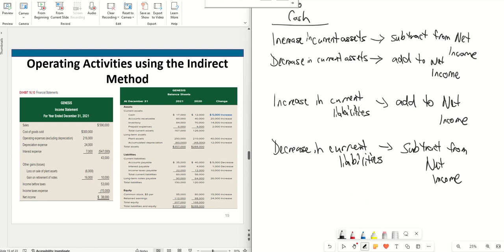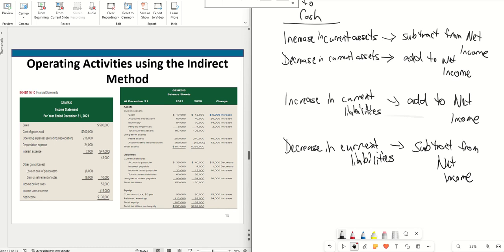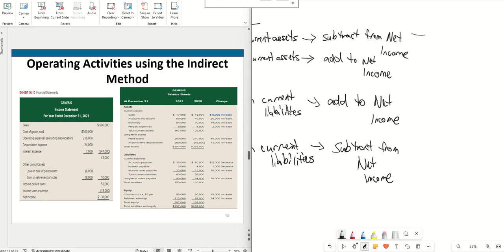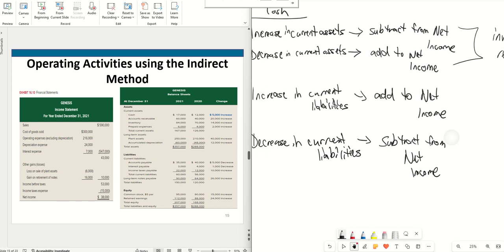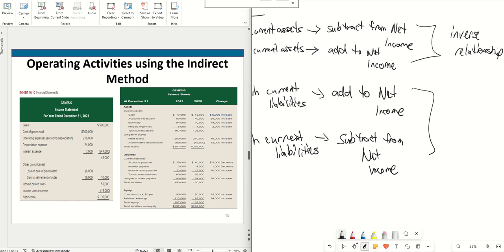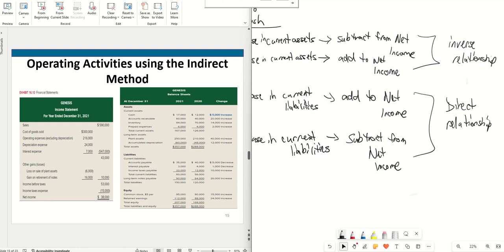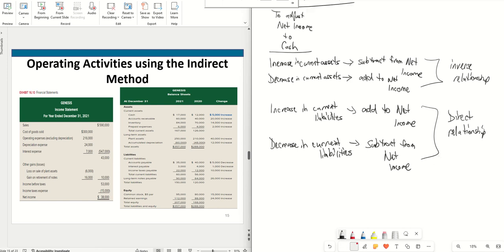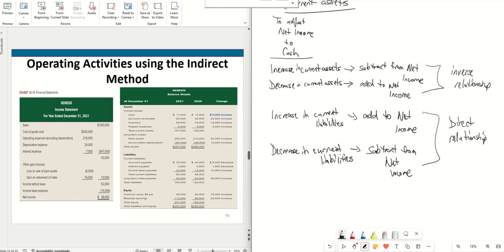All right. So for current assets, there's an inverse relationship. For current liabilities, this is a direct relationship. All right. So hopefully this little trick helps.